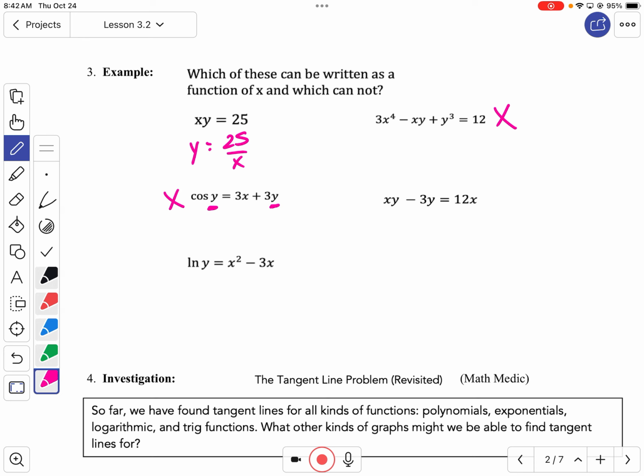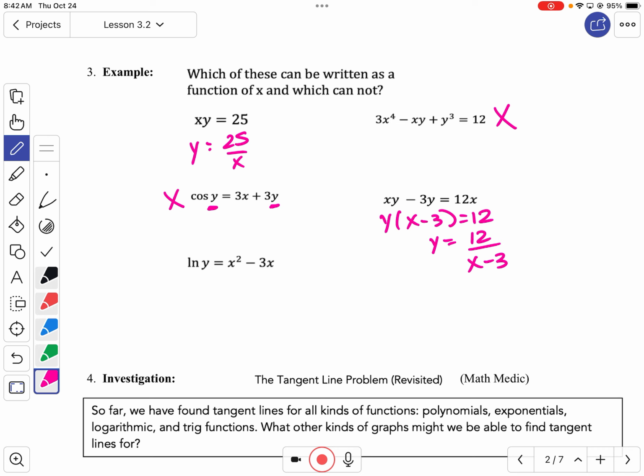What about the next one? There has to be a way. We're trying to solve for Y. XY and a 3Y. And a 3Y, yep. Factor out a Y, because they both, those terms on the left. And so Y would equal 12 over X minus 3. Good. Okay.